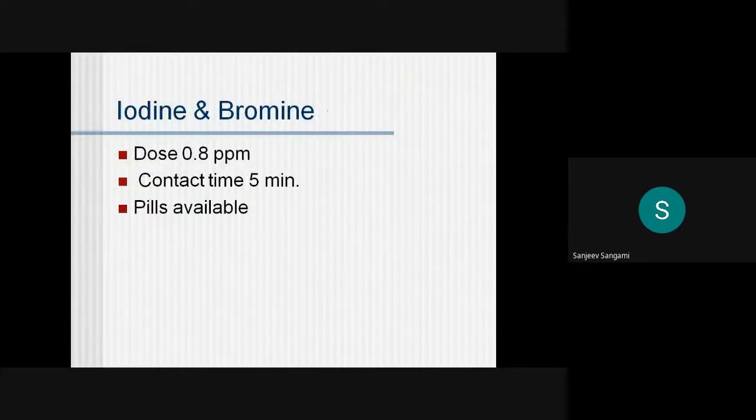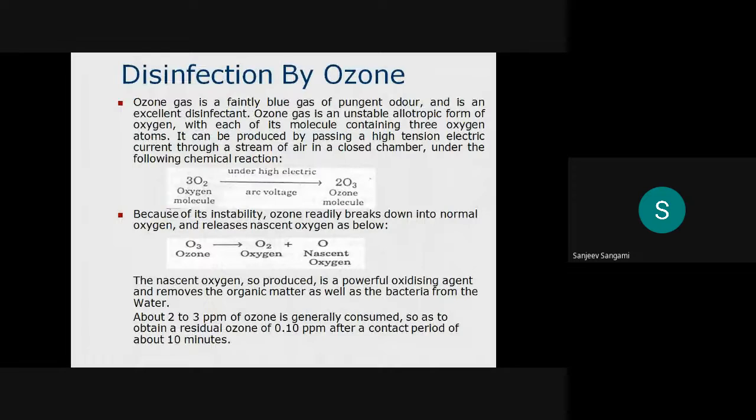So for iodine and bromine, how much dose has to be added? Remember this: a dose of 0.8 ppm is required, so 0.8 milligram per liter you can add, with a contact time of 5 minutes. Small contact units are also available, like tablets, so those tablets can be used in the disinfection process.